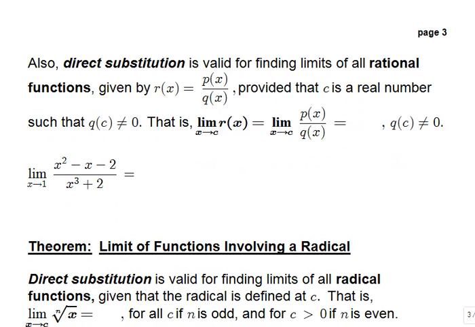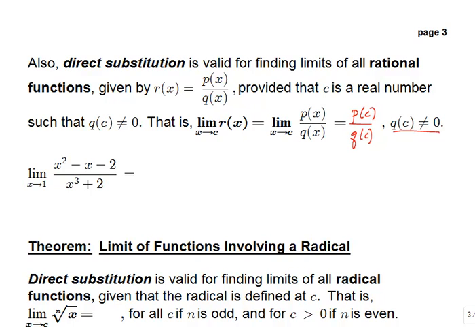Another theorem is the fact that direct substitution is also valid for finding limits of rational functions. And a rational function means a fraction, a polynomial p of x divided by a polynomial q of x. So if we wanted to find the limit of that p of x over q of x, all we have to do is substitute in c for these two x's. So this is going to be p of c over q of c. And that's valid as long as that denominator does not become 0. Otherwise, you'd be dividing by 0 and that wouldn't work.